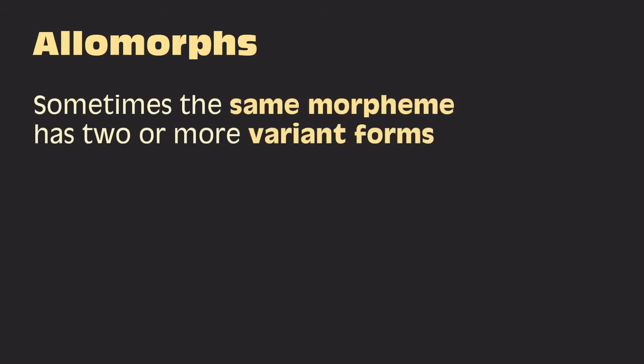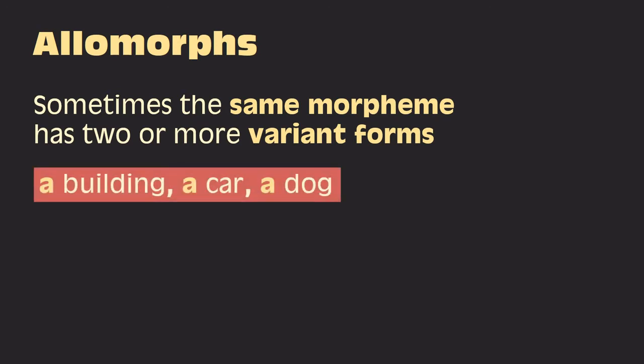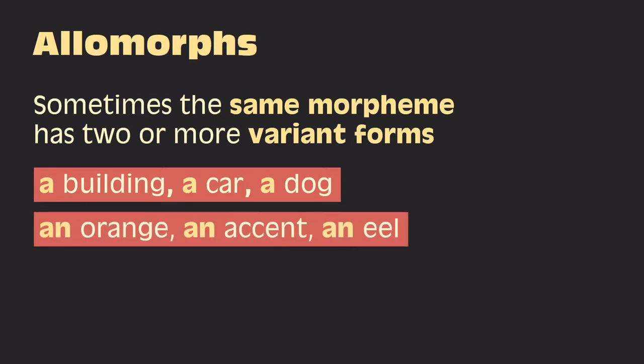If we take a particular morpheme and consider all the different contexts in which that morpheme can be used, it's sometimes the case that the same morpheme can have two or more variant forms. This is the case for the morpheme a. We say a building, a car, a dog, but an orange, an accent, an eel. It's the same morpheme either way. It expresses exactly the same meaning. It just has two different pronunciations depending on the context.